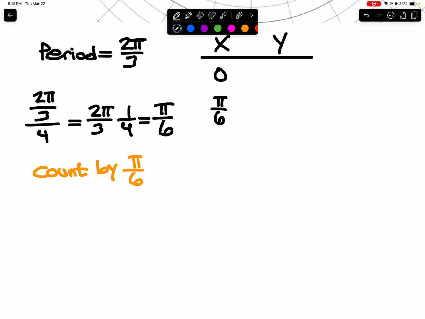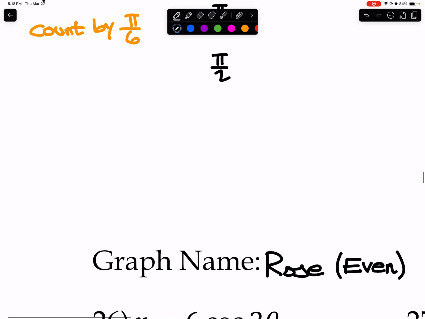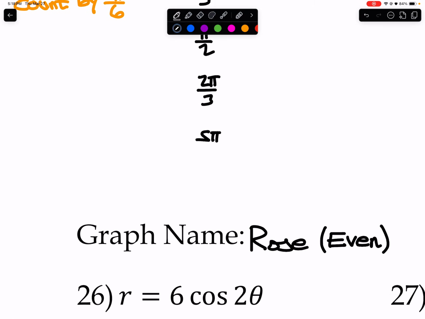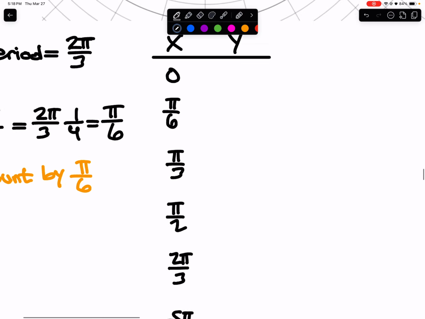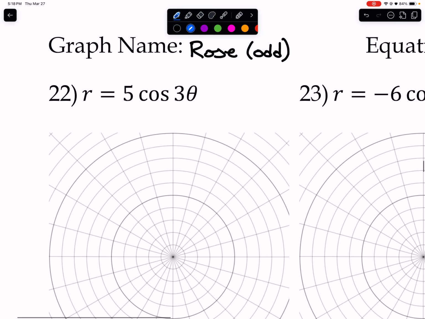6, 2 pi over 6, which is pi over 3, 3 pi over 6, which is pi over 2, 4 pi over 6, which is 2 pi over 3, then 5 pi over 6, and then pi, which, yeah, I'll just stick to these values for now. So what I'm going to do is plug in these values to my equation up here so that I can get some coordinates.